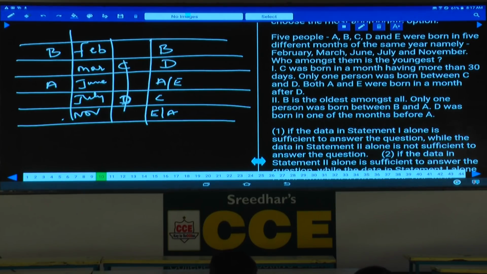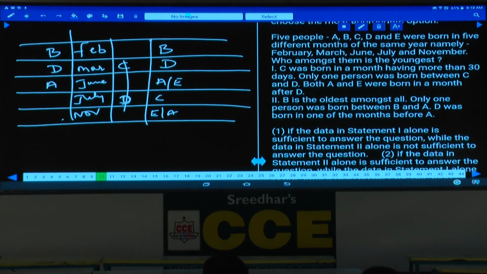And D was born in one of the months before A. Hence, D will be here. Done with this one? Then what about this? Either C or E can be here. Hence, 1 alone is not sufficient, 2 alone is not sufficient.